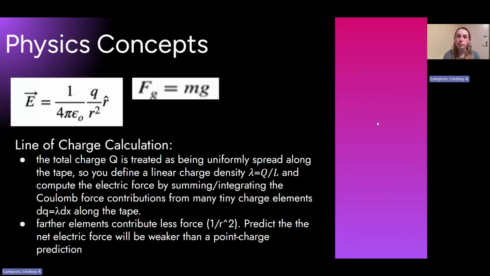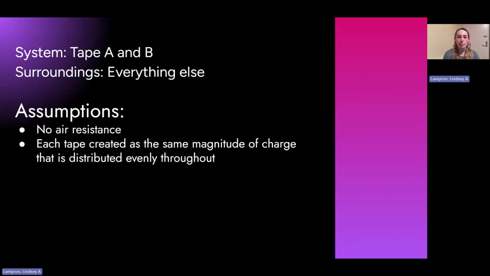So some important physics concepts to understand, first of all, is the electric field equation on the upper left. And then we have the force of gravity magnitude equation. And to put it in vector form, it would just be in the negative y-hat direction.